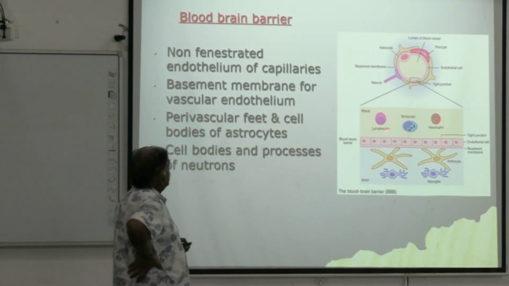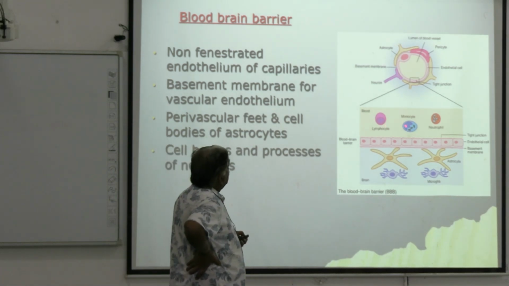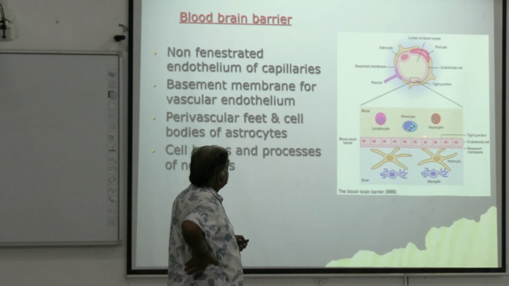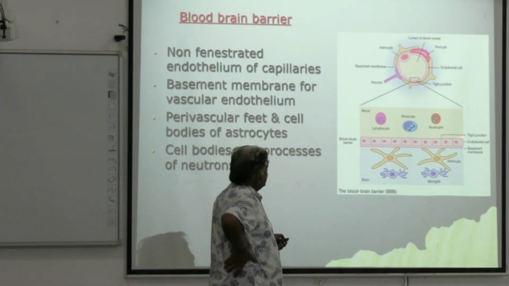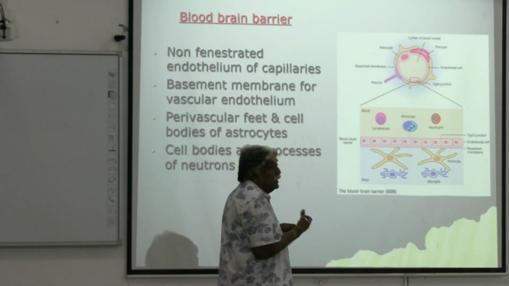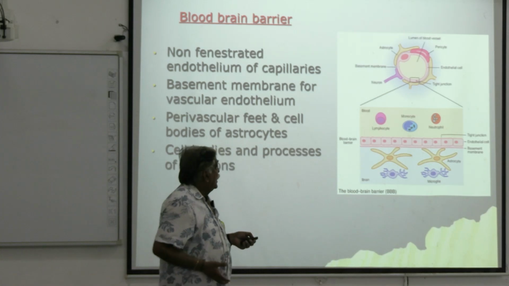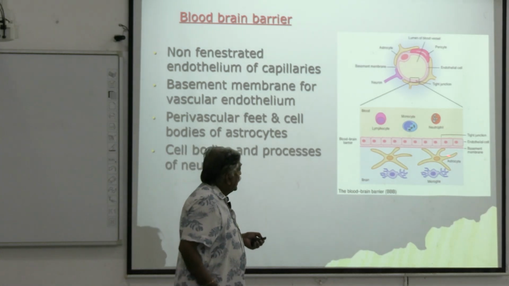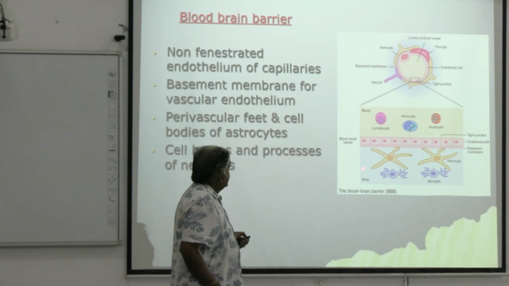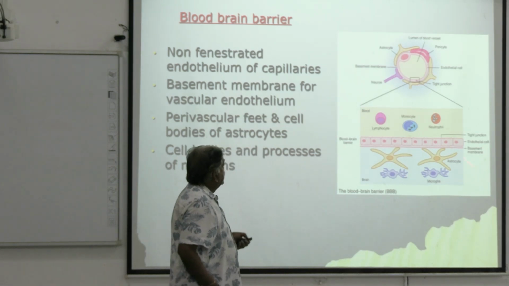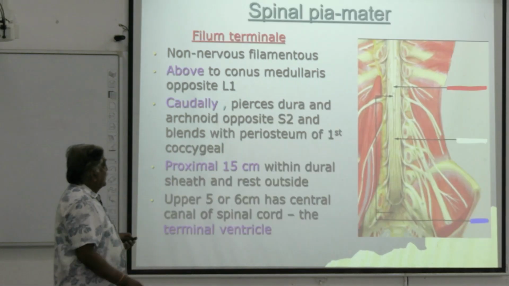See, blood, lymphocytes, monocytes, neutrophils. So, the blood-brain barrier is formed by cells. The tight junction is there, very closely, and the basement membrane. And you see the astrocytes, microglia, brain. This is the brain. This is the blood-brain barrier.